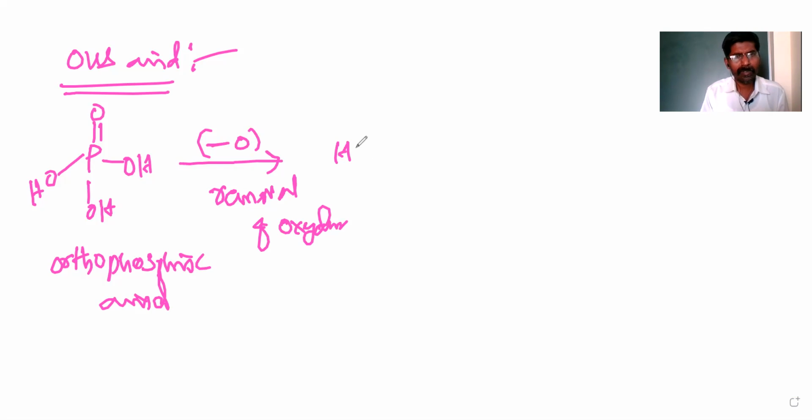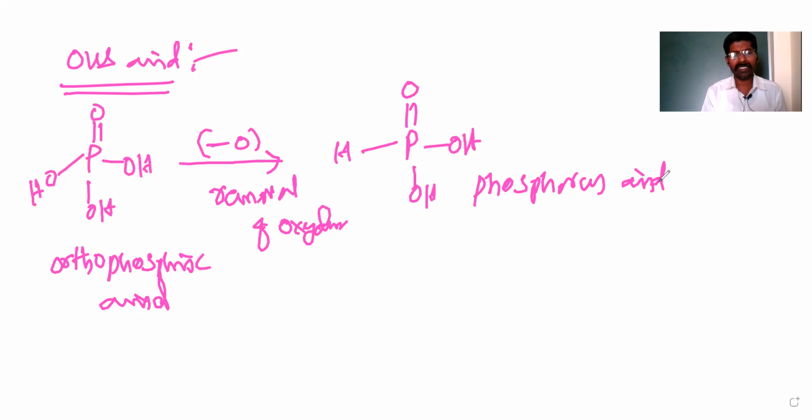Then you should get this type of compound: hydrogen, phosphorus double bond oxygen, an OH group, and here also an OH group. Now this compound's name is phosphorus acid. Its formula is H3PO3. Is it clear now? H3PO3 compound.